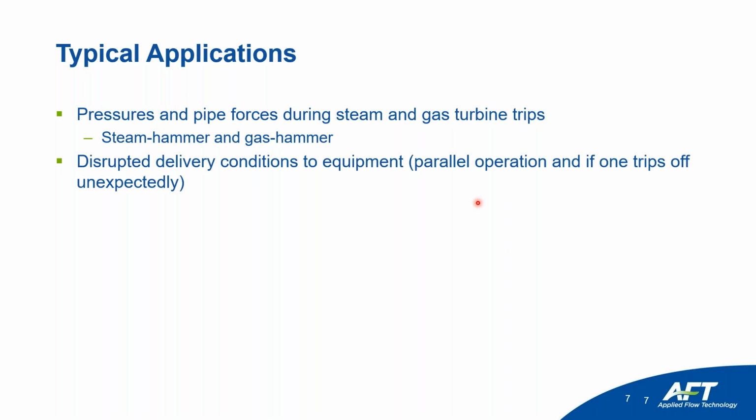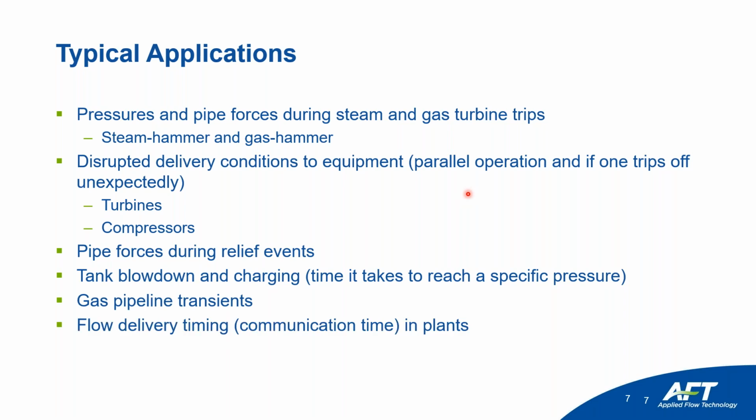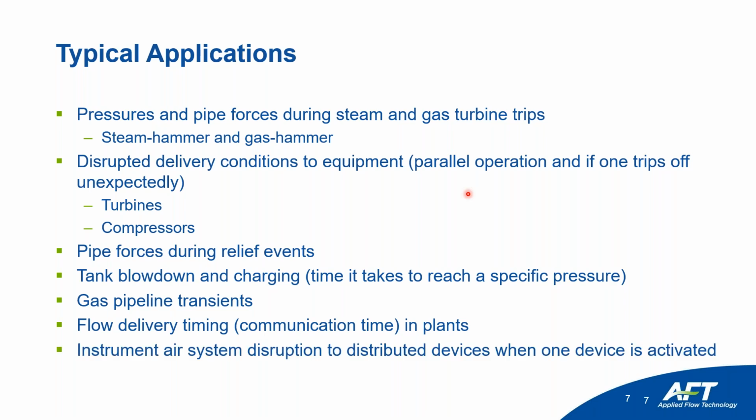Disrupted delivery conditions to equipment, parallel operation, and if one trips off unexpectedly. Turbines, compressors. Pipe forces during relief events. Tank blow down and charging, time it takes to reach a specific pressure. Gas pipeline transients. Flow delivery timing, communication time, plants. Instrument air system disruption to distribute devices when one device is activated. Pulsation caused by reciprocating compressors.